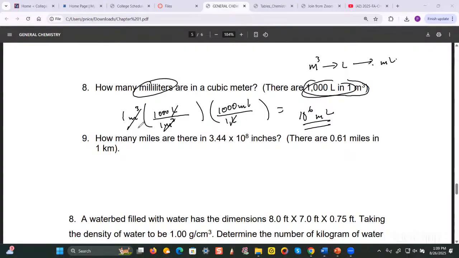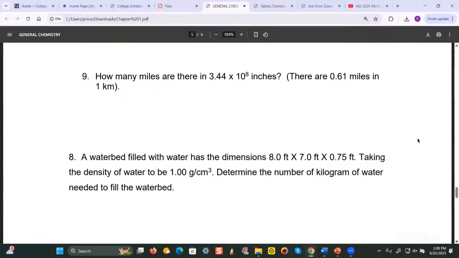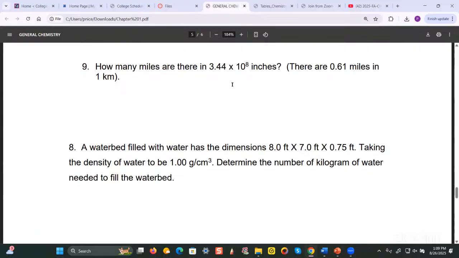Okay, number 9. Here it is. It says, how many miles are there in 3.44 times 10 to the 8 inches? And we're trying to get from there to miles. Oh, actually, this helps. It says there are 0.61 miles in 1 kilometer. But still we have to go from inches to miles.